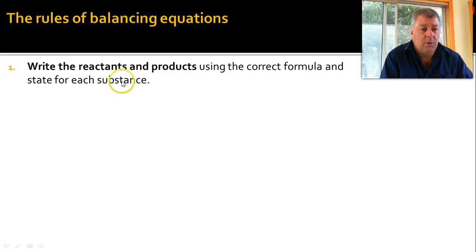What's the first one? Well, you've got to write down what you're given. So you've got to write down your reactants and your products, and you've got to make sure you use the correct formula. If you don't write the correct formula for something, you're going to be balancing a completely different equation, and you're going to end up with an equation that might be perfectly balanced, but it's not the equation you're asked for.